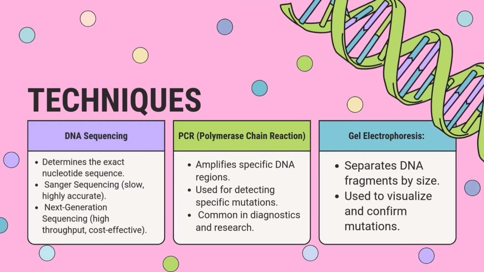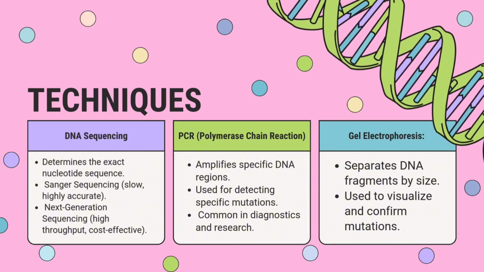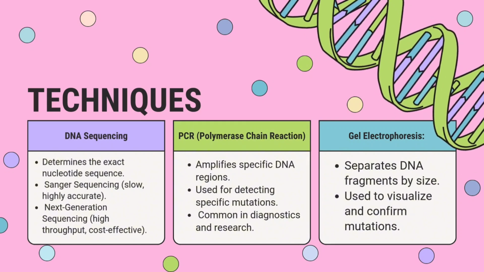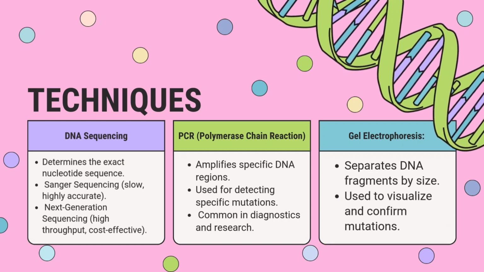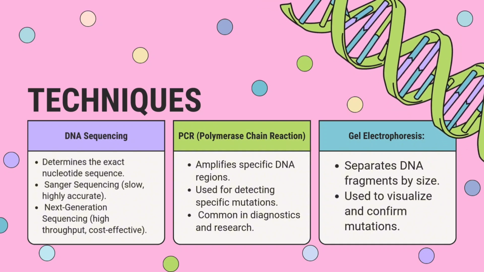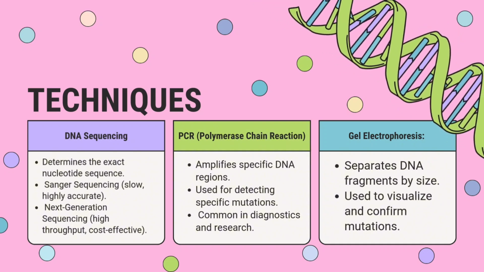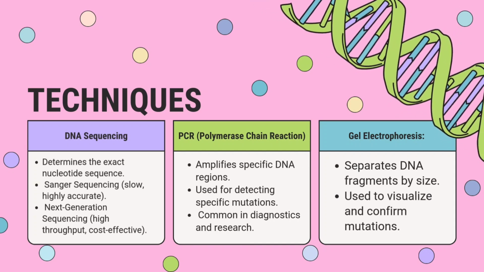DNA sequencing. DNA sequencing is one of the most powerful tools used in mutation detection. This technique allows scientists to determine the exact order of nucleotides, adenine, thymine, cytosine, and guanine, within a DNA strand, revealing any mutations present. The two main forms of DNA sequencing are Sanger sequencing and next-generation sequencing, NGS.